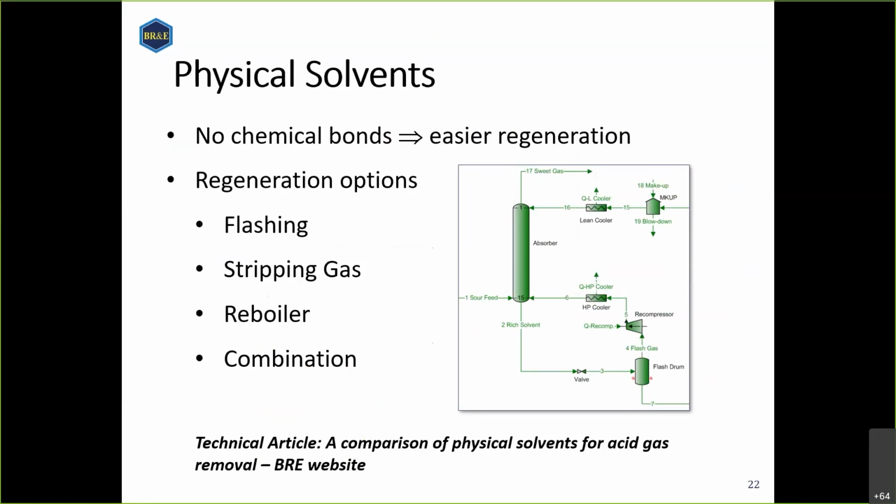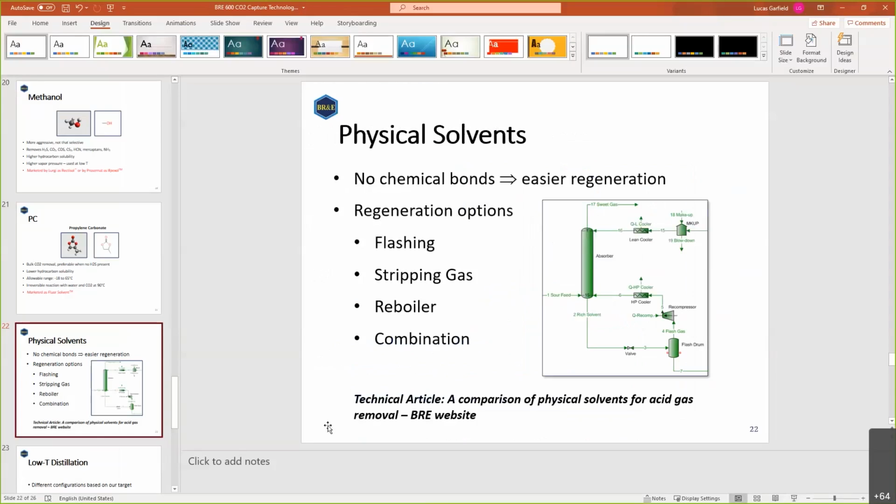So the physical solvents, again, because they don't have any chemical bonds, are very easy to regenerate. And there are a couple of different options for regeneration. You can sometimes just do a flash and regenerate them just by flashing down to low pressure. You can add stripping gas if you have something available. You can generate your own stripping gas with a reboiler, or you can use a combination of these techniques. So let me just show you really quickly what one of these would look like.